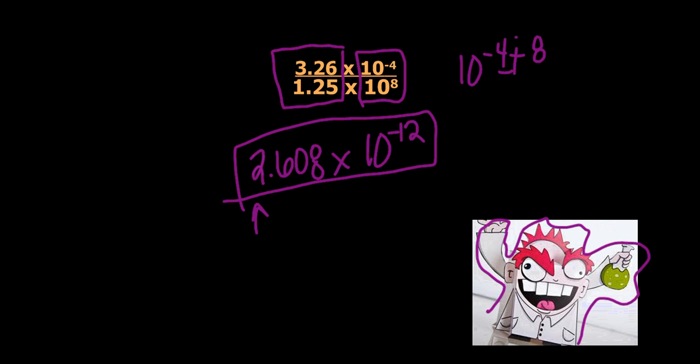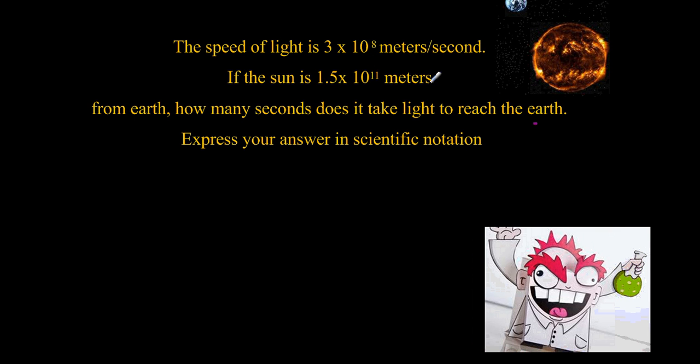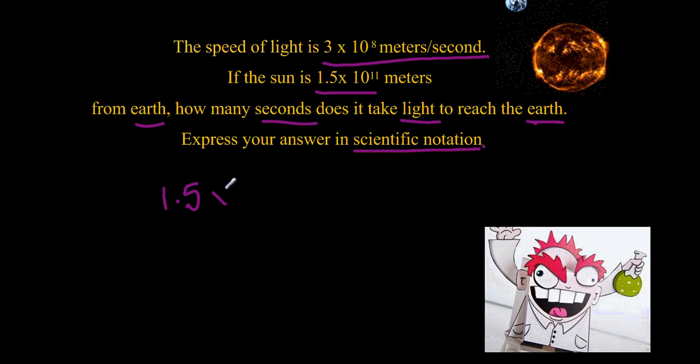All right, so where would I use something like this? I might use it when I'm doing a problem like this. The speed of light is 3 times 10 to the 8th meters per second. If the sun is 1.5 times 10 to the 11th meters from Earth, how many seconds does it take light to reach the Earth? Express your answer in scientific notation. Okay, so I know I have to travel 1 and 5/10 times 10 to the 11th. That's the distance I have to travel. And the rate that I'm traveling is 3 times 10 to the 8th. So there's my problem. I have to see how many times this is going to fit into this number up here.